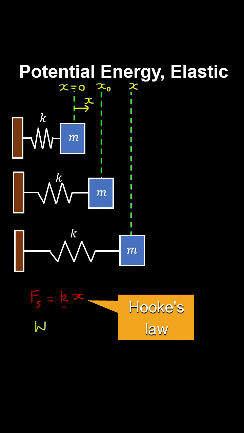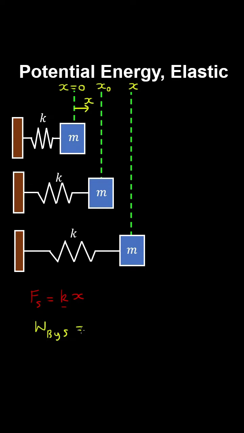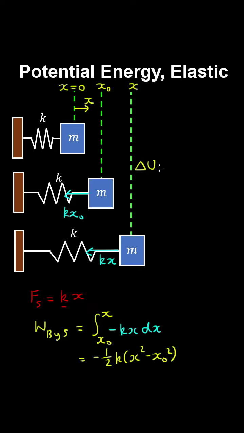So the work done by the spring as the mass moves from a position of x0 to x, where the force in the spring opposes the motion of the block, is minus the force in the spring integrated with respect to x. So therefore this will give us the following result. Now the change in elastic potential energy is minus the work done by the spring as the particle moves from a position of x0 to x.